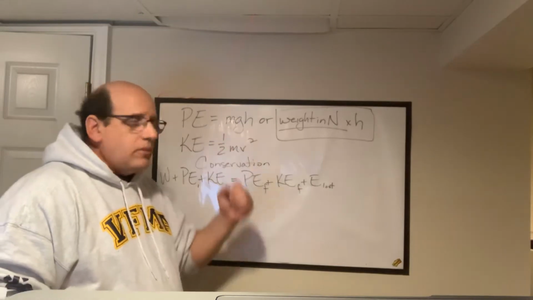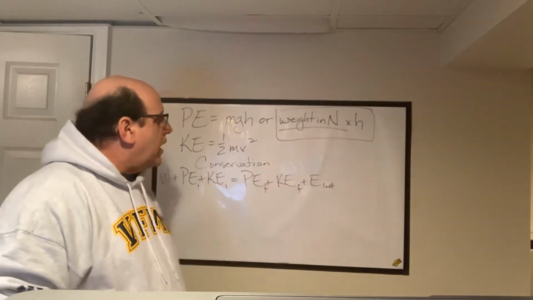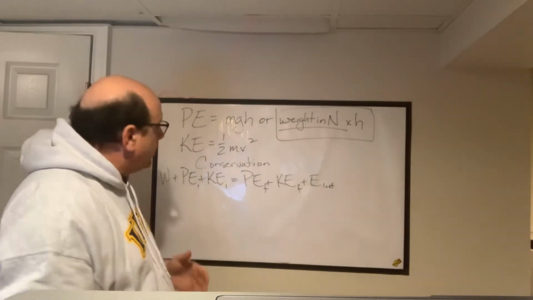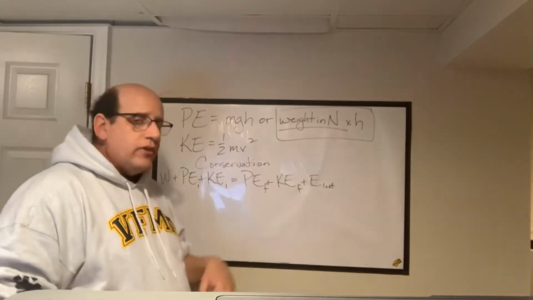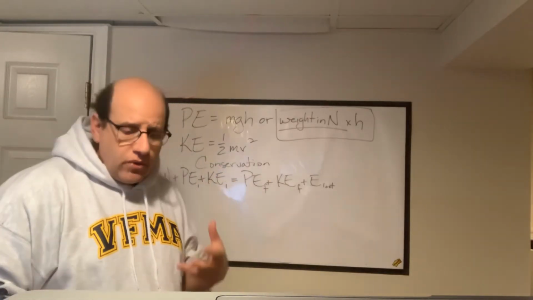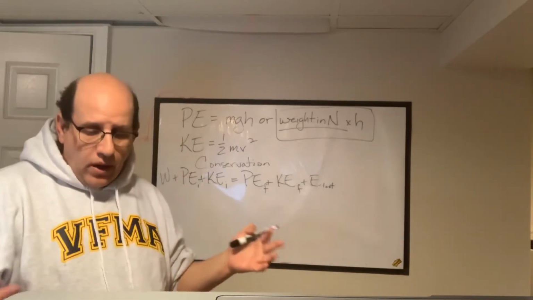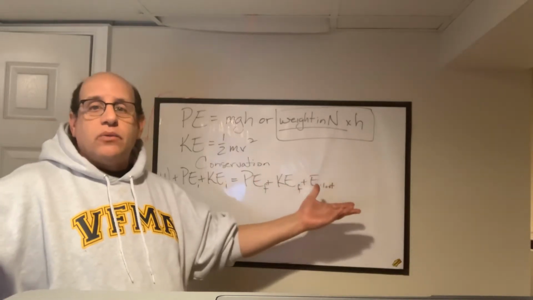Potential energy, that's mgh. That's an object's weight in newtons times its height, times the height it's been lifted up, or the distance. Kinetic energy, 1/2 mv squared. These are things we've already gone through a number of times. I hope you remember that stuff, but if not, I guess that's the way it goes.